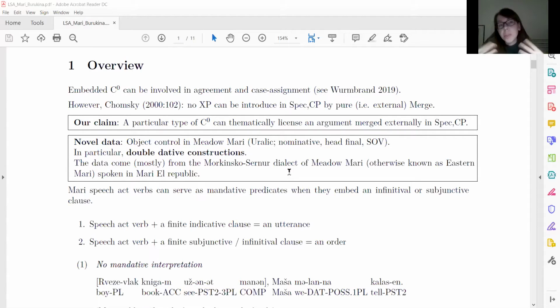I will try to persuade you that a particular type of C head can actually project an argument in spec CP, and it can assign a thematic role to that argument and probably even case, although unfortunately I won't have time to talk about that in much detail. The data that I will consider come from Middle-Mari, a Uralic language spoken in the Mari El Republic in Russia. In particular, I will focus on object control constructions that involve a speech-act verb.